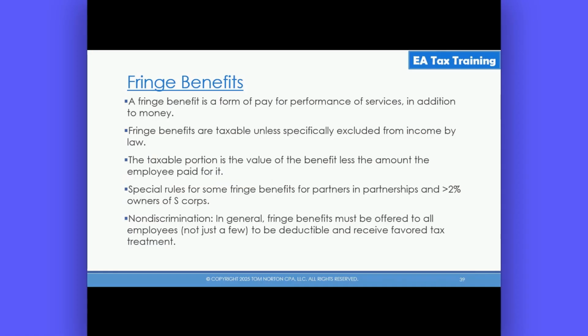Fringe benefits. A fringe benefit is a form of pay for performance of services in addition to money. The general rule is that fringe benefits are taxable unless they are specifically excluded from income by the law. For most of this section of this video, we're going to be talking about those exceptions, the ones that are excluded. But you still need to remember the general rule, which is they are included in income.